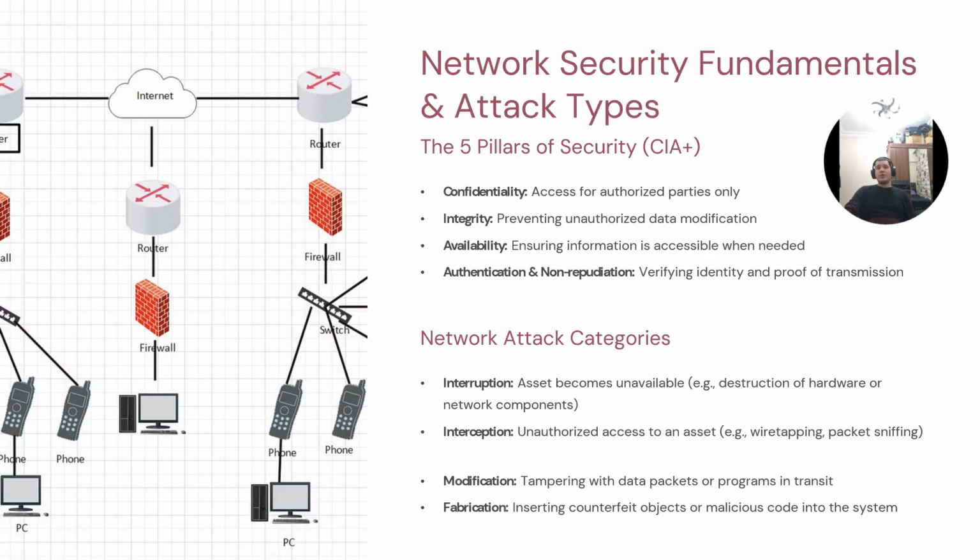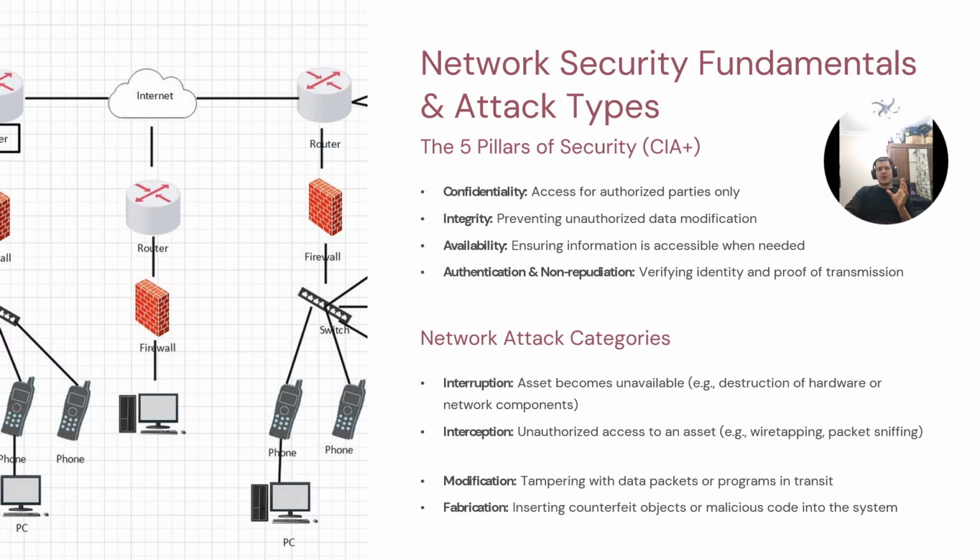To understand how we defend a network, we first need to define what we are protecting. Effective security relies on five core pillars, often referred to as the CIA plus model. We have confidentiality and integrity. First, this ensures that data is accessible only to authorized users and remains unchanged during transmission. Then there is availability. This is crucial because if a network goes down, security becomes irrelevant. Finally, authentication and non-repudiation. These verify the identity of the users and prove that a transmission actually happened.